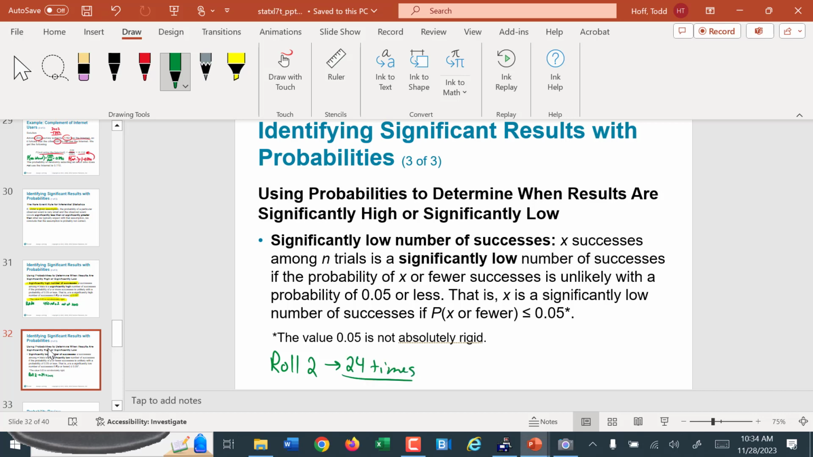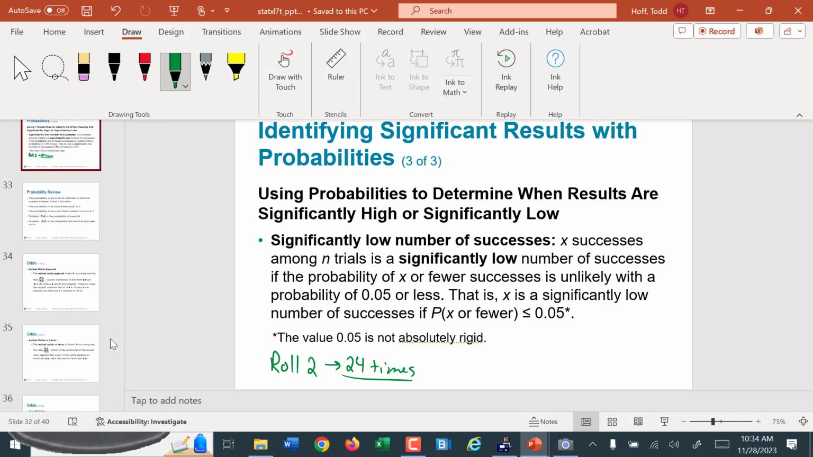Well, that's significantly lower than the 167 we expected. So we could calculate that probability; that might be a highly unlikely event. Either way, rolling 24 2s out of 1,000 or rolling 400 2s out of 1,000, both of them are reasons to start questioning whether the die is a fair die or not.